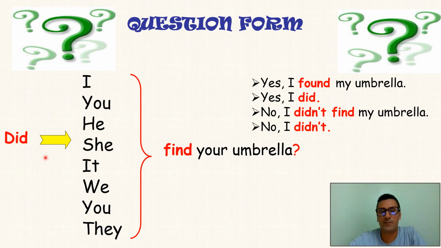Now question form. Did I find your umbrella? Did you find your umbrella? Ainsi de suite. Alors, pour répondre, s'il s'agit de l'affirmation, on va dire Yes, I found my umbrella ou bien Yes, I did. Les deux sont corrects. Pour la négation, No, I didn't find my umbrella ou bien No, I didn't. Les deux sont corrects s'il s'agit de la négation.